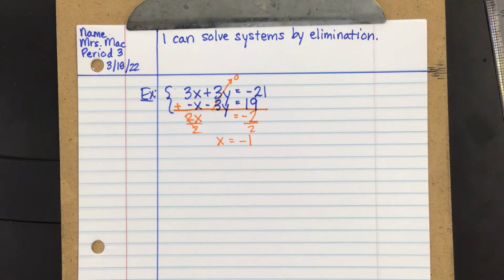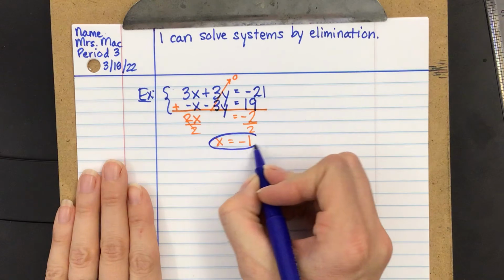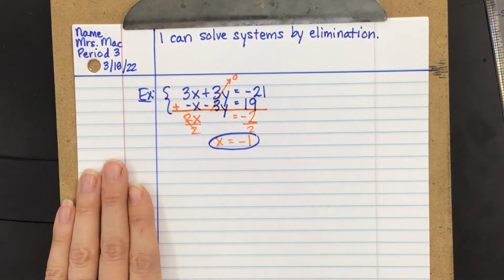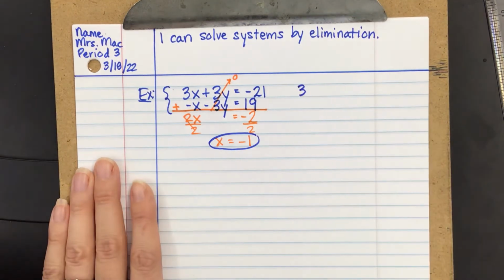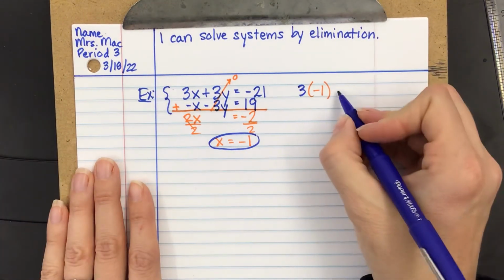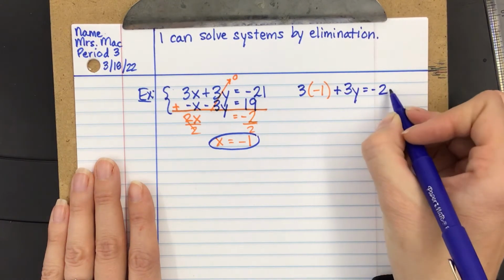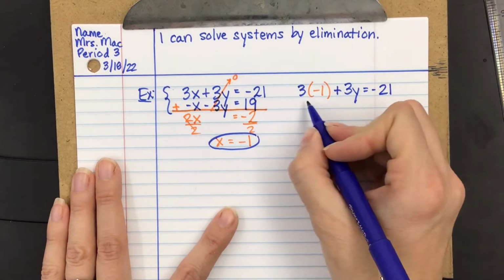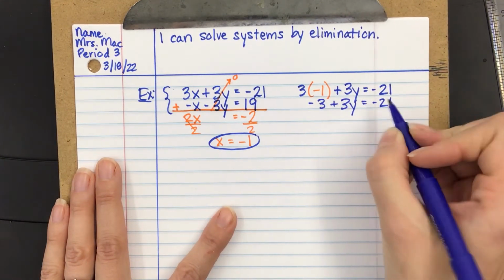Now, we still have some legwork to do here. We were able to eliminate our y terms, and we were able to solve for x. Now we need to plug x into one of those two equations and solve for our y. So I'm just going to use that first one. This will be 3 times negative 1 plus 3y is equal to negative 21. And I'm just going to go through and solve for y. You guys know how to do that already.